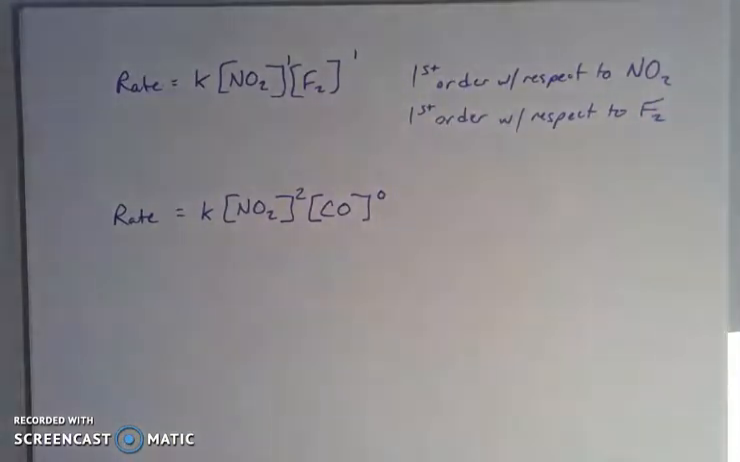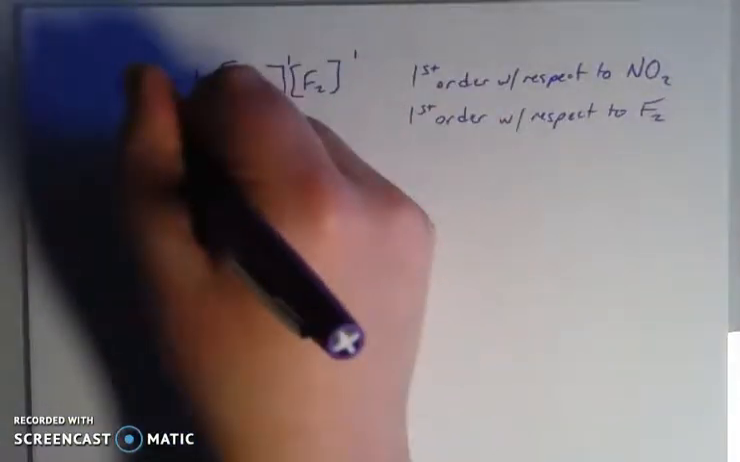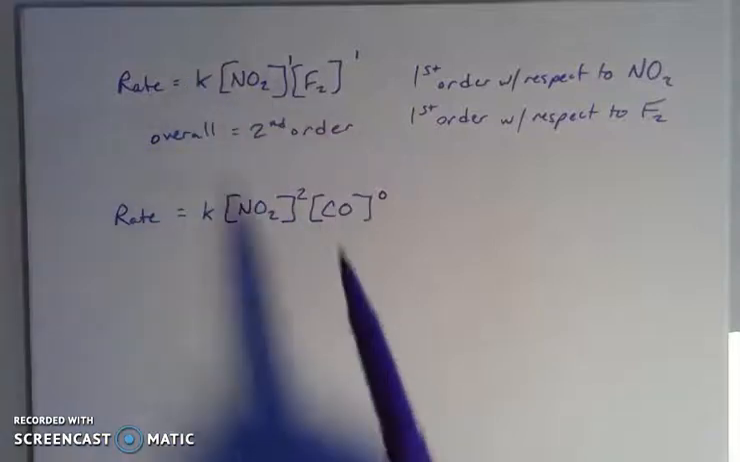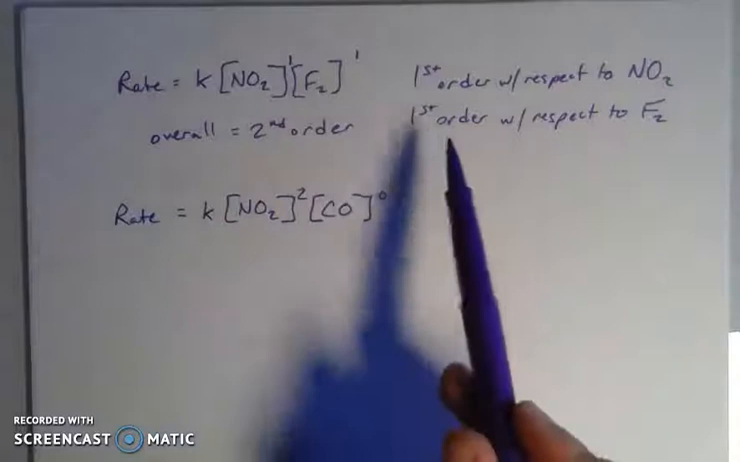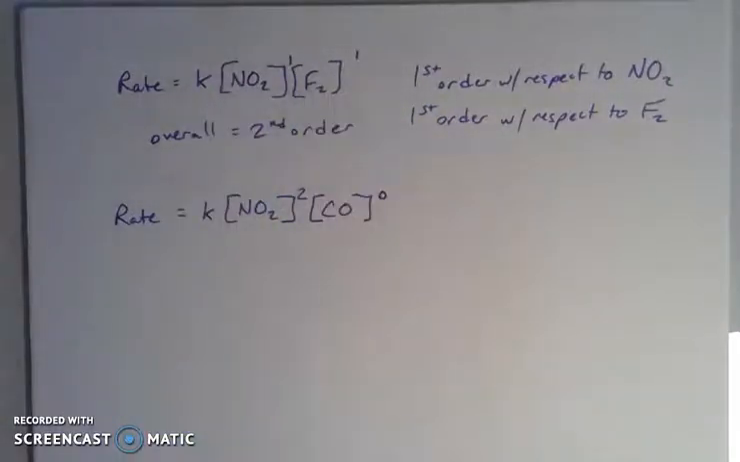So when I'm looking at these, I have first order with respect to NO2, first order with respect to fluorine, and we would say the overall rate order is second order. It's a second order reaction, and it's second order because I have dependence on two things, and those two things are both first order, so I add together the orders of my individual dependences to give me the overall rate order.